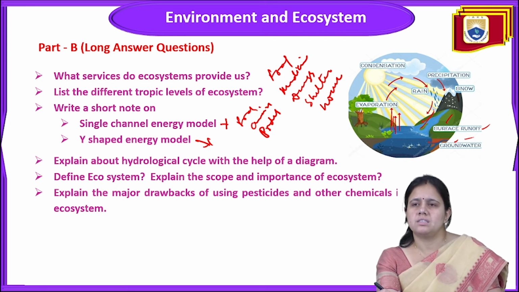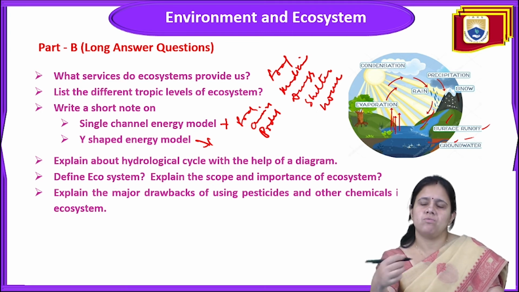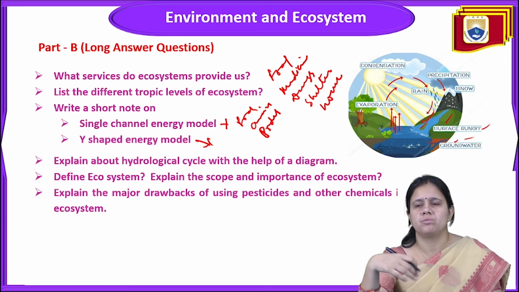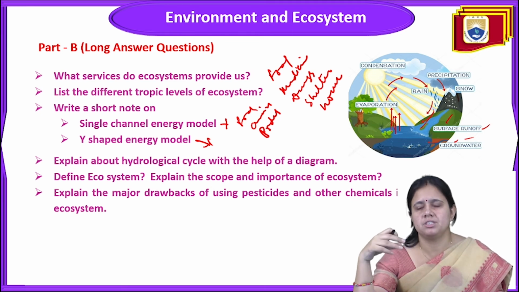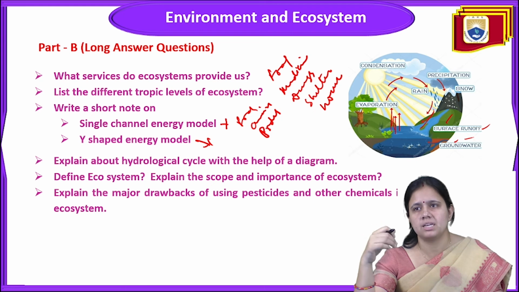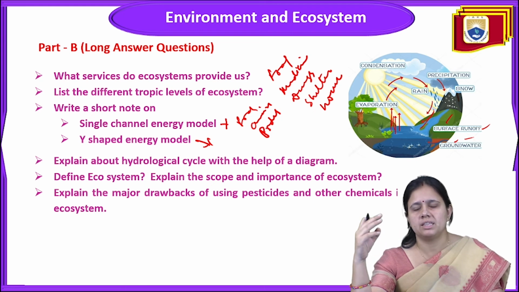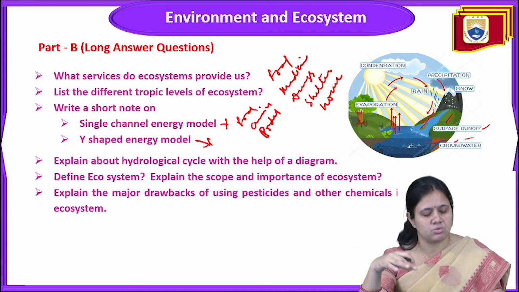You can see that this is the hydrological cycle or water cycle, meaning the conversion of water from one form to another form. With the help of sunlight, evaporation is there, and then precipitation as rain or snow is there, and then again the water comes back into the environment.